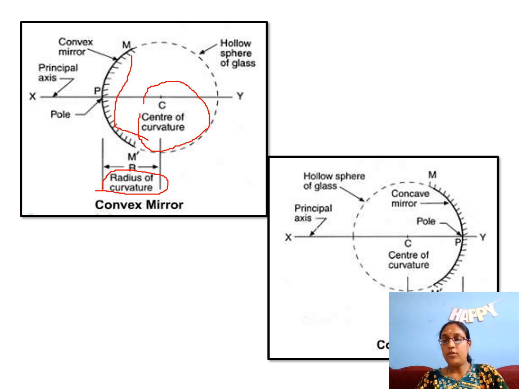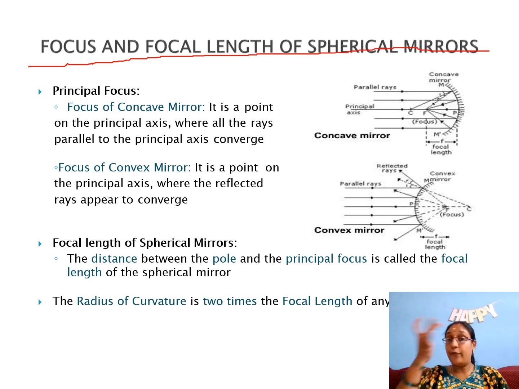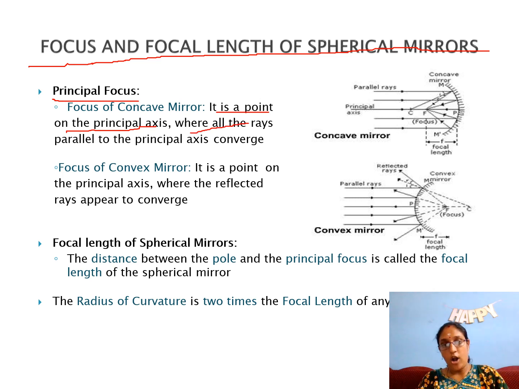Next is the focus. So focus and focal length of a spherical mirror. We talked about the principal axis; now it is the principal focus. It is a point on the principal axis where all the rays parallel to the principal axis converge.